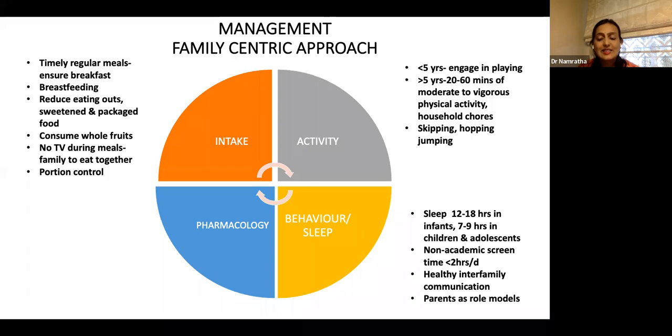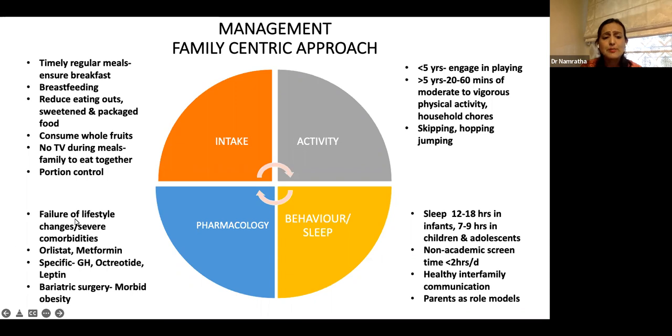We need to encourage healthy interfamily communication and stress a lot on the parents adopting most of these to act as role models, because children emulate the patterns that the parents follow. So if the children notice a healthy pattern or a healthy role model in the parent from a younger age, they're less likely to be obese later on.